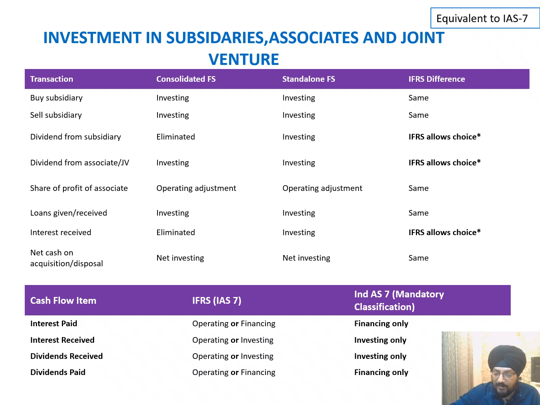So what exactly it means is that apart from these minor differences, wherein the dividend received from the subsidiaries or associates and the interest received from the associates or subsidiaries are classified as investing activity as far as IND AS 7 is concerned, IFRS or IAS 7 gives a kind of leeway, whereby it gives flexibility wherein it can still be shown as operating. These are the minor differences, but apart from this, IND AS 7 is equal to IAS 7.